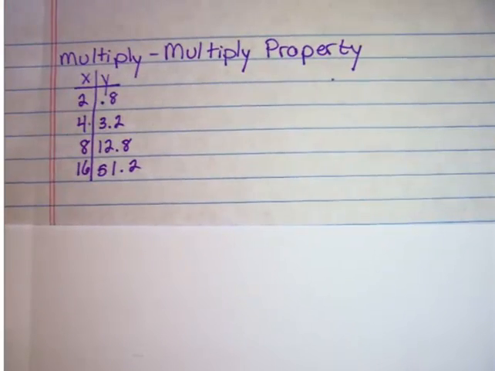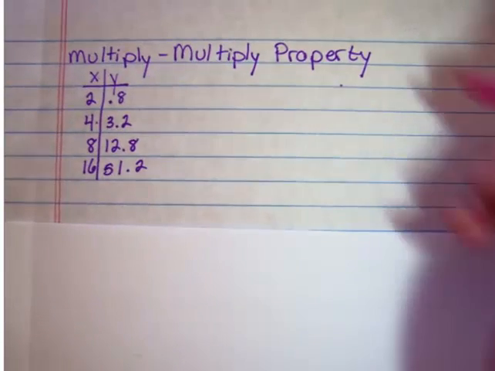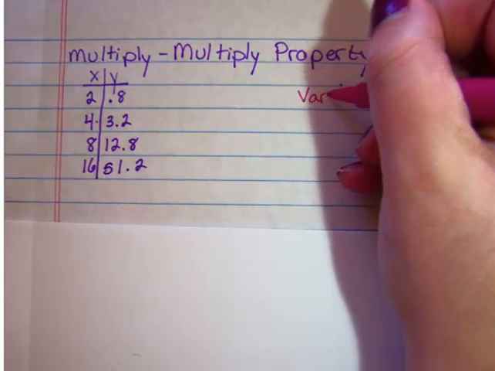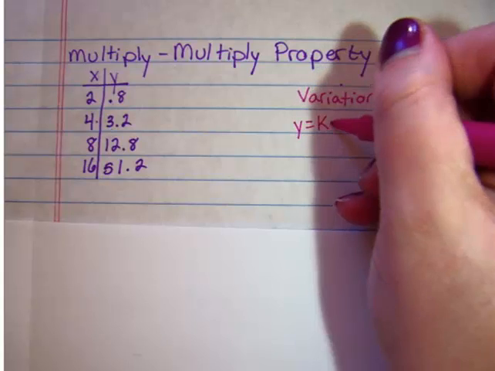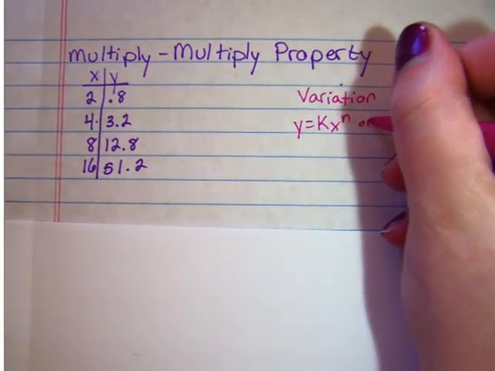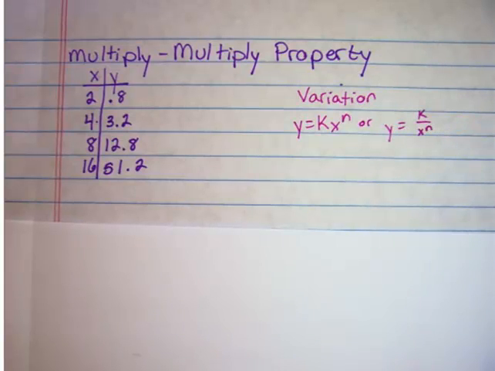Multiply, multiply is the third case. Add is linear, add, multiply is exponential, and multiply, multiply is variation. And this variation will either be y equals kx to the n if it's a direct variation, or y equals k over x to the n.